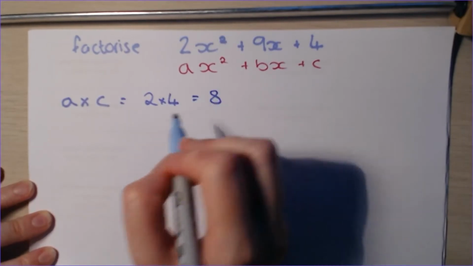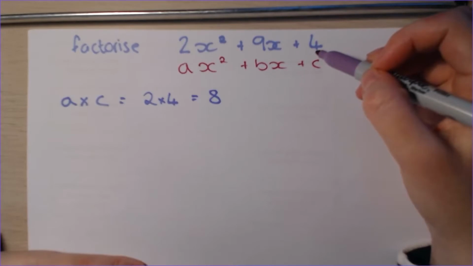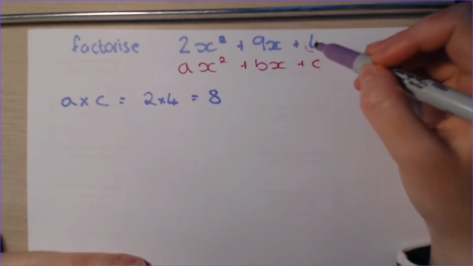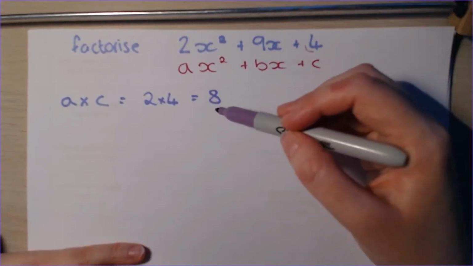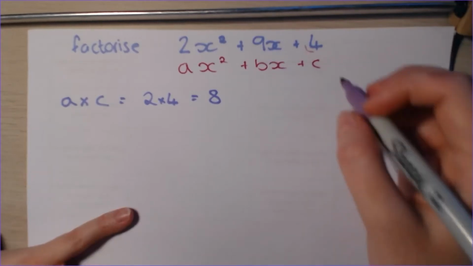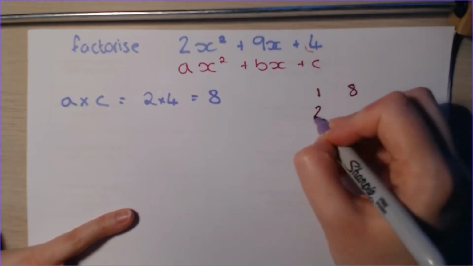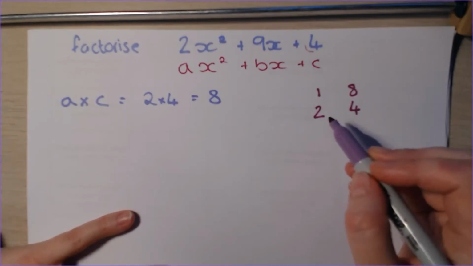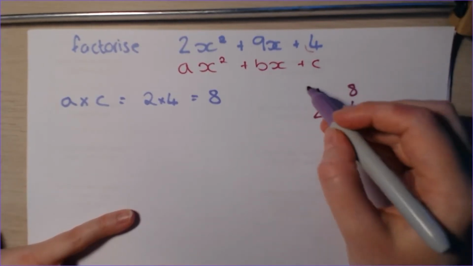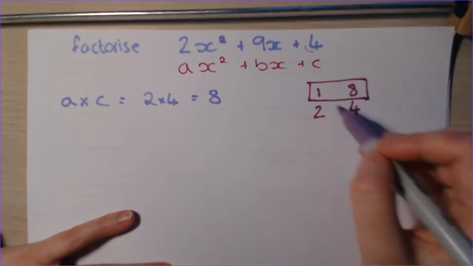which is 8. Okay, and now we're going back to very similar to what we were doing before. Whereas before we were looking for factors of 4 which you could add together to give 9, in this instance we're now looking for factors of 8 which add together to give 9. So I'm going to write out my factor pairs of 8. I've got 1 and 8, 2 and 4. I'm going to look which pair of those I can use to make a 9, and I hope you can see that's going to be the 1 and 8, because 1 plus 8 is 9. So this is what I'm interested in.